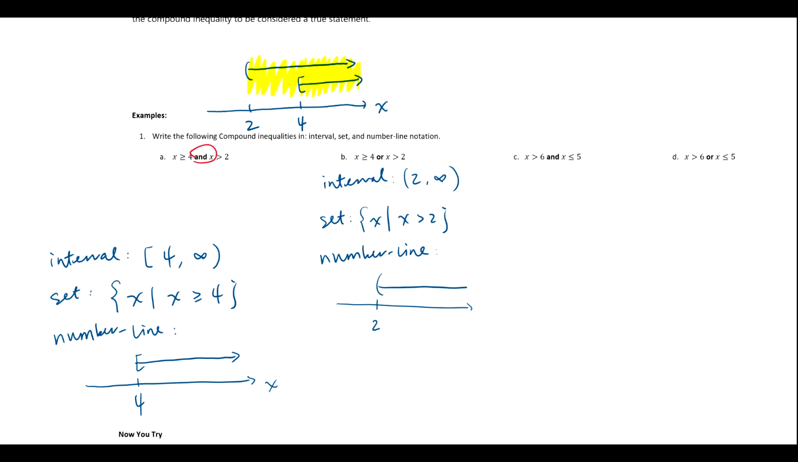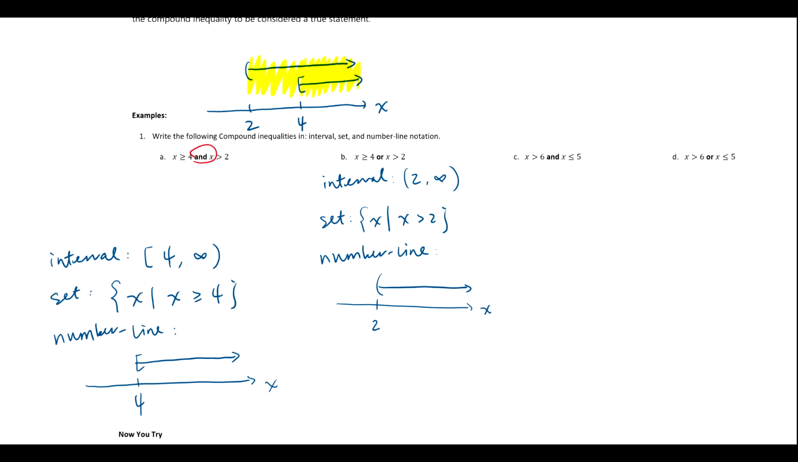So 2 is excluded just as the initial inequality, and we want it to go all the way to infinity. So there's no bound to the right. And that's how we work with a statement connected by or. So now make sure you take a minute to kind of compare the differences in the results. The only difference between parts A and B is that one is connected by and, the other is connected by or, and they produce very different results at the end over here.